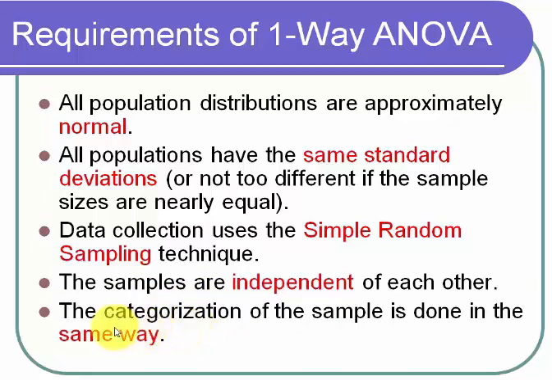And then finally, the categorization of the sample is done in the same way for every other sample. So if we're using stratified sampling for one of them, we better use it for the others too. So make sure that we just use the same processes for each of the samples that we take.